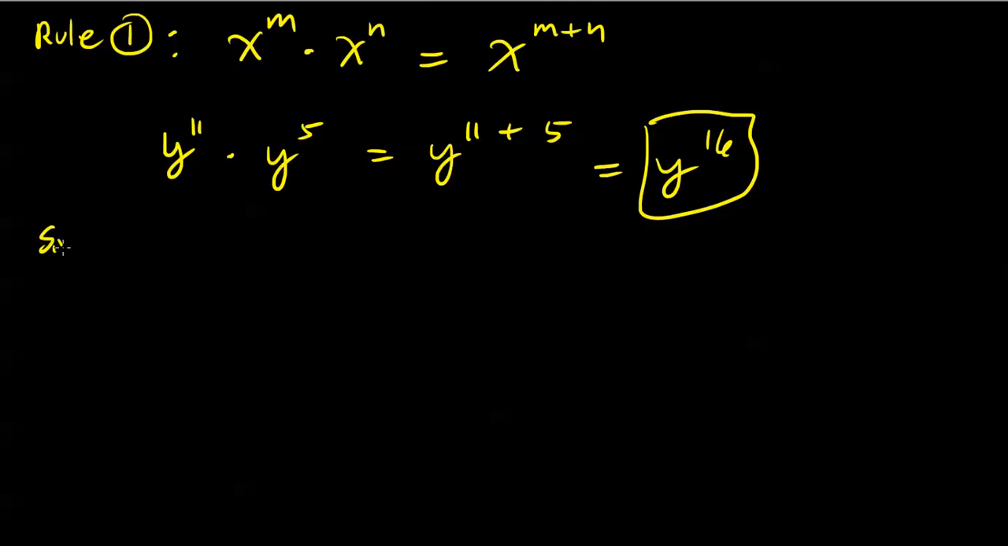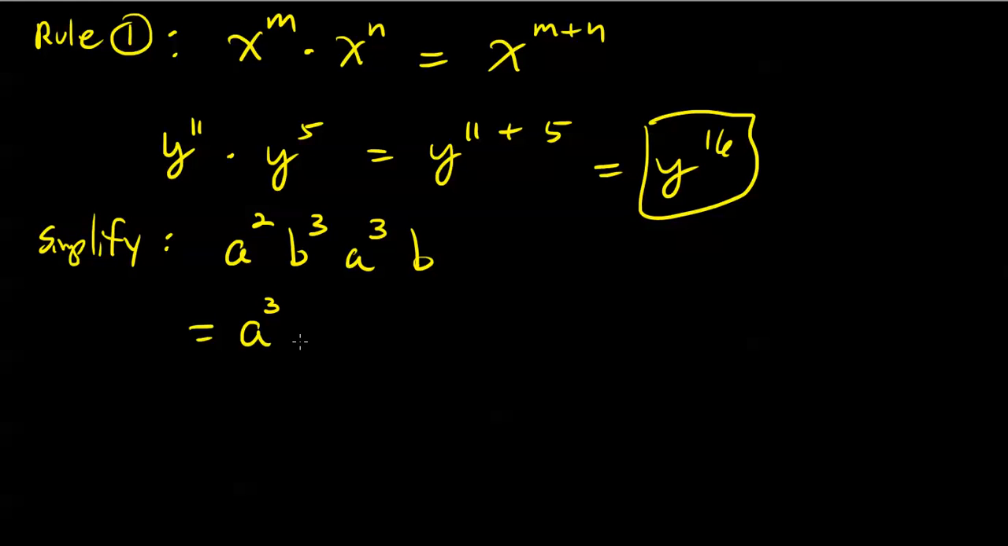For example, on test day, if I ask you to simplify the following expression, we'll get, let's say, a squared times b cubed times a cubed times b. Well, of course, we know that multiplication is commutative and associative. That means I can rearrange. Let me get an eraser here. I can rearrange the order of the products here any way it suits my liking. So I can multiply the powers of a together and then multiply the powers of b together. Again, these are all implied multiplications here.